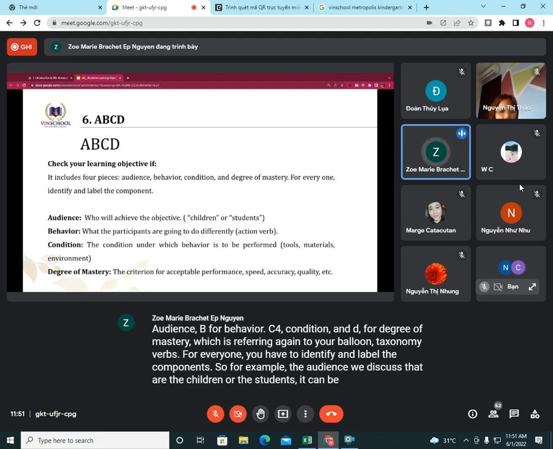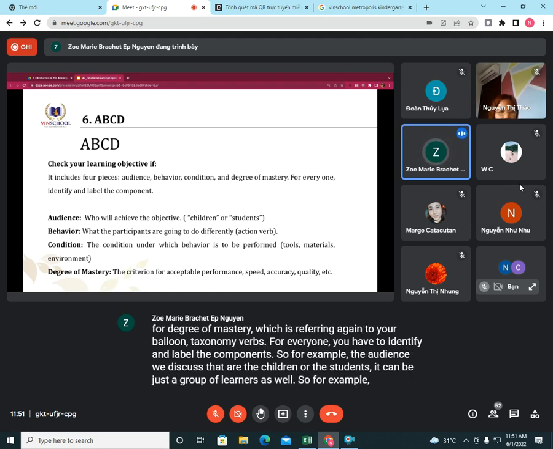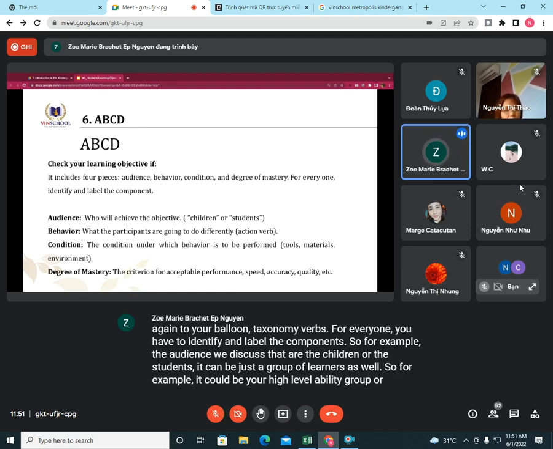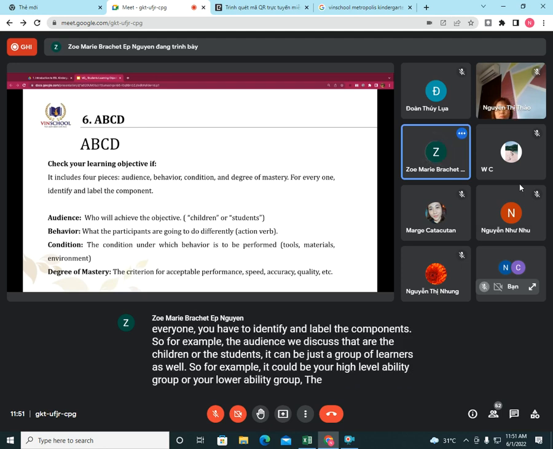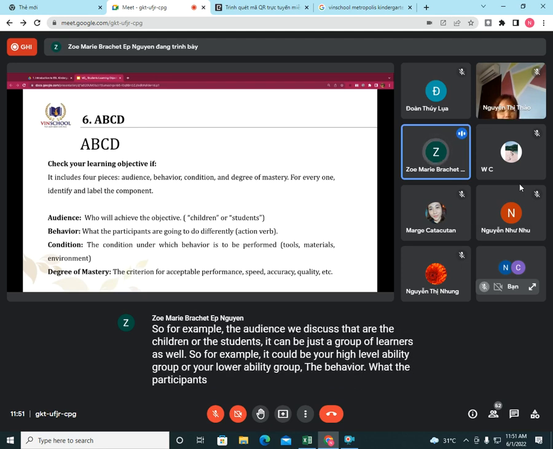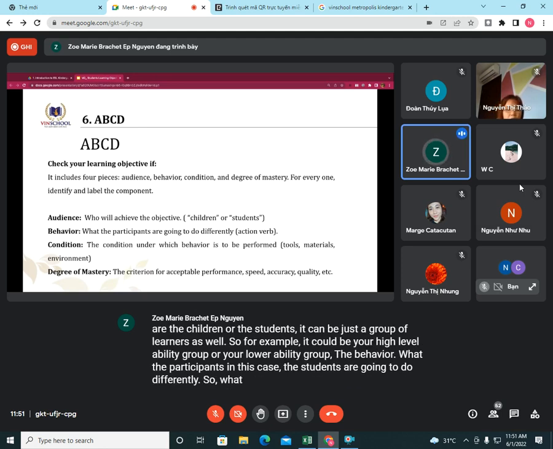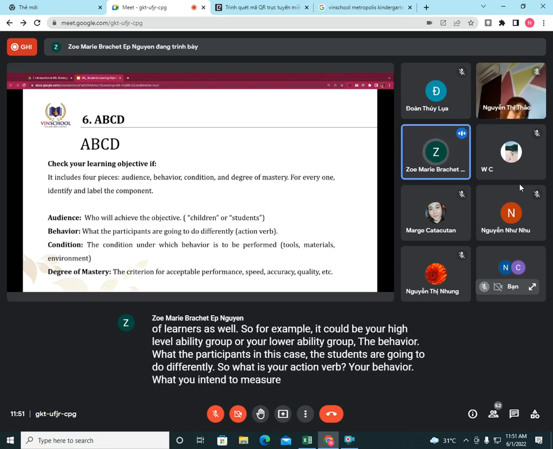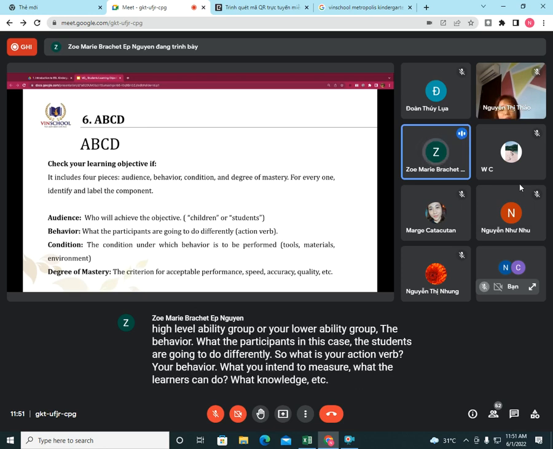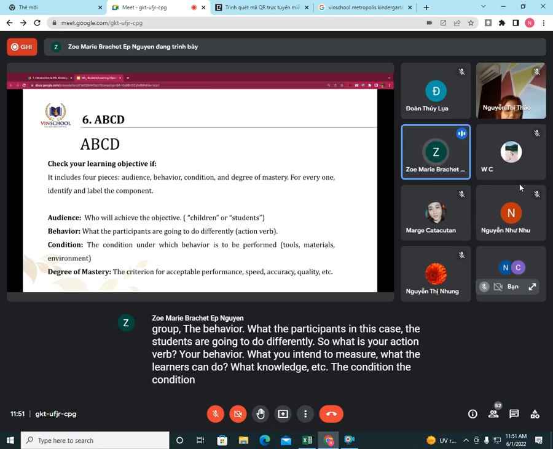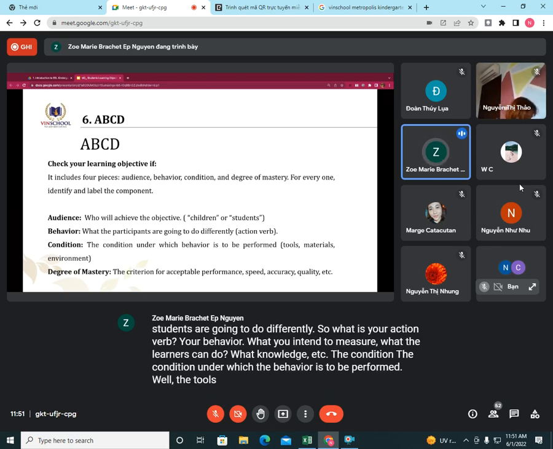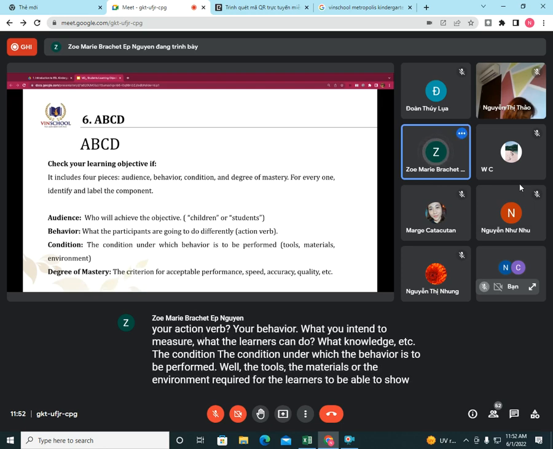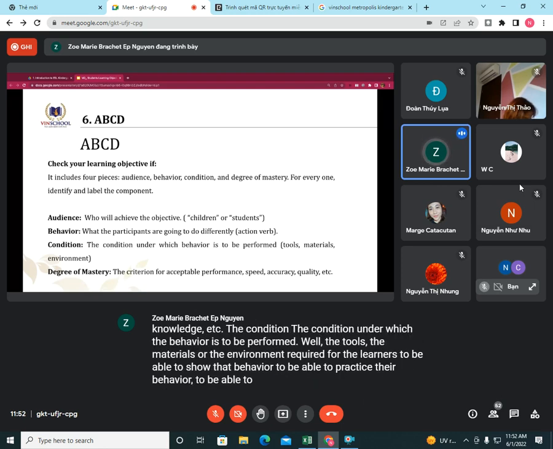It can be just a group of learners as well. So for example, it could be your high ability group or your low ability group. The behavior: what the participants, in this case the students, are going to do differently. So what is your action verb, your behavior, what you intend to measure, what the learners can do, what knowledge, etc. The condition: the condition under which the behavior is to be performed. What are the tools, the materials, or the environment required for the learners to be able to show that behavior, to be able to practice that behavior, to be able to achieve that behavior?